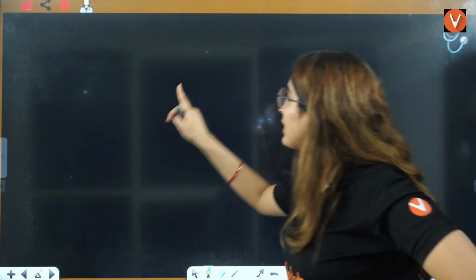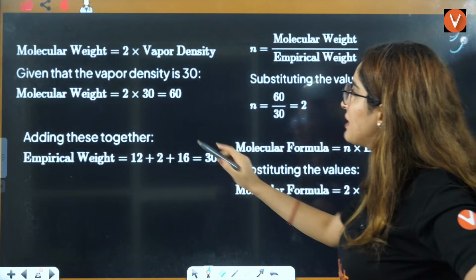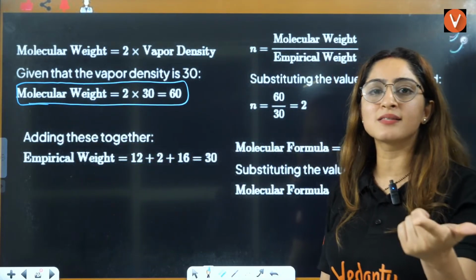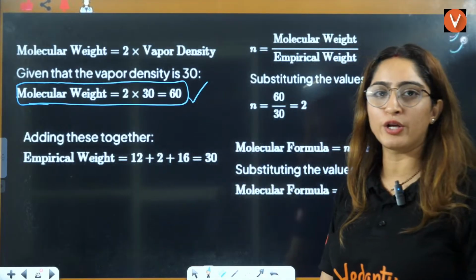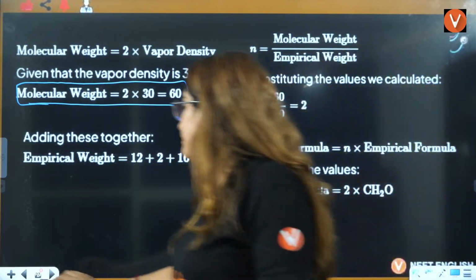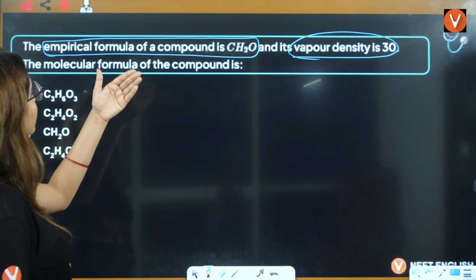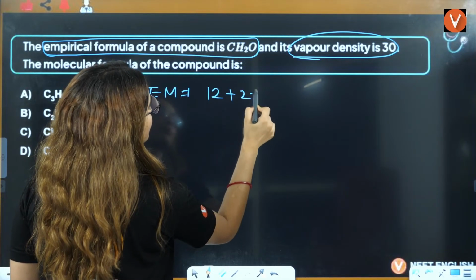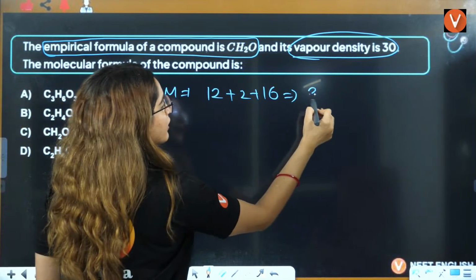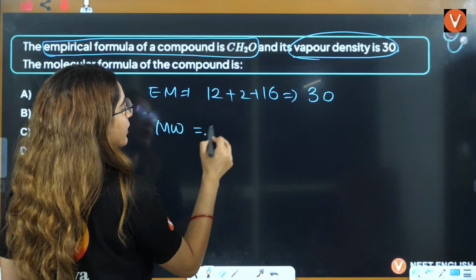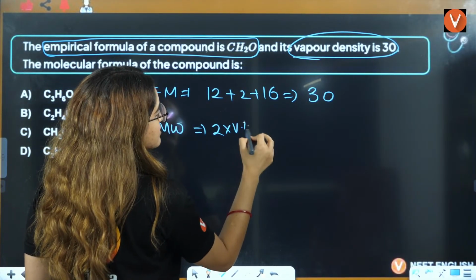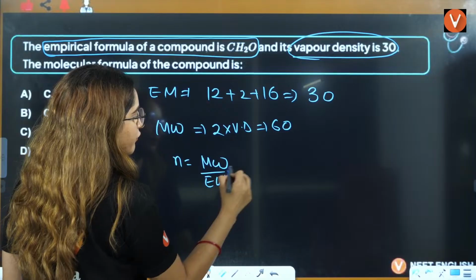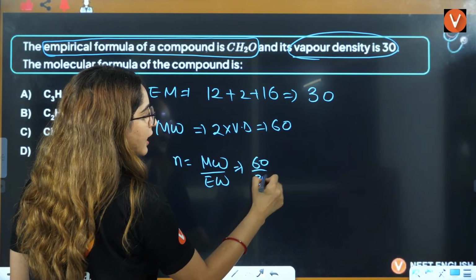So 2 into vapor density is your molecular mass, right? You can see molecular mass is nothing but 2 into vapor density. Vapor density is given to be 30, so molecular weight is going to be 60, right? Empirical weight you can calculate. Empirical mass will be 12 plus 2 plus 16, that is nothing but 30. So n is equal to molecular weight by empirical weight, that is 60 by 30, that is 2.